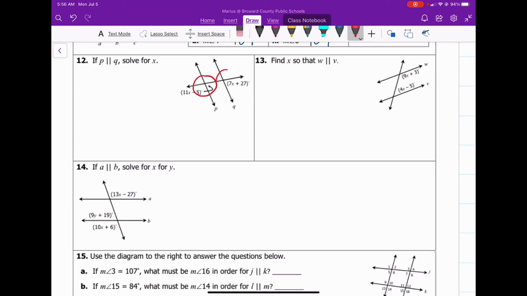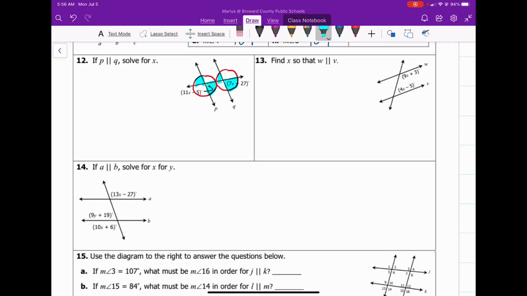And then I want to do my shading. I'm going to do my shading like this. Top left-hand corner, bottom right-hand corner. Now that I know what things have been shaded, they want us to solve for x.